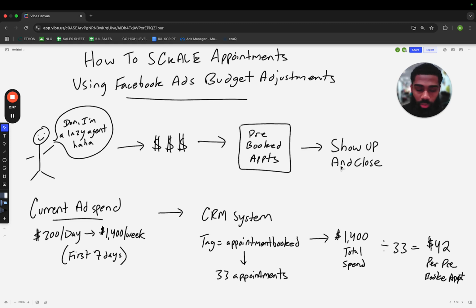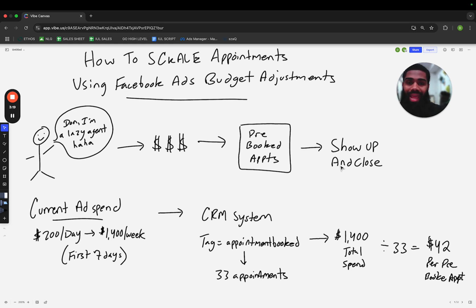So in this case, he spent $200 per day, $1,400 per week in his first 7 days. And we wanted to see how many appointments got booked in those 7 days. And there were 33 total appointments. So now all we needed to do was the math. $1,400 in spend divided by the total appointments booked in that period, which were 33 appointments. And we found that currently he's paying $42 per pre-booked appointment. Now that we know that number, we can do the math on how he can make adjustments to his budget based off of the amount of appointments he's looking to have on his calendar.